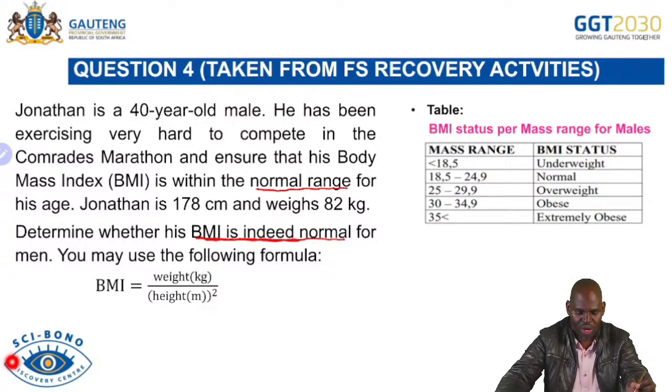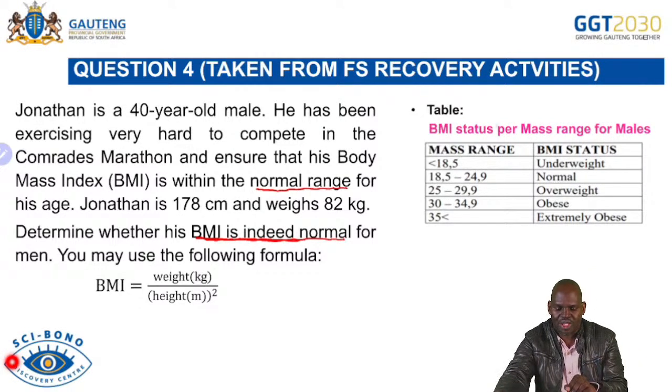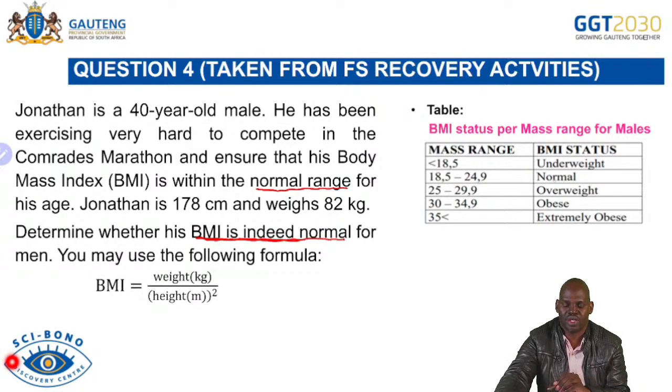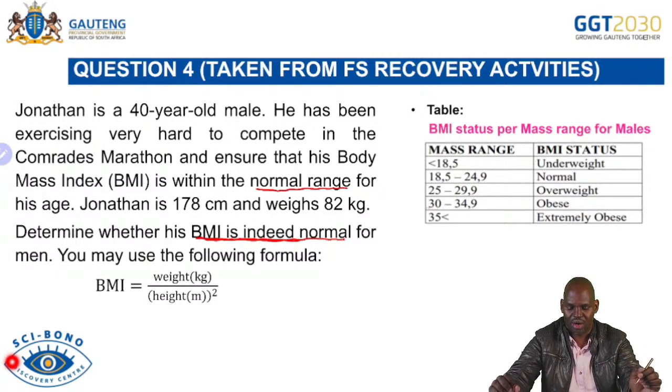Then how will we know if his BMI is normal? The table is given there. This time it's not an infographic, but a table. In this table, it shows the mass range. If it's less than 18.5, then that will be underweight. Anything from 18.5 to 24.9 will be regarded as normal. 25 to 29.9, overweight. And 30 to 34.9, obese. And for greater than 35, it will be regarded as extremely obese.